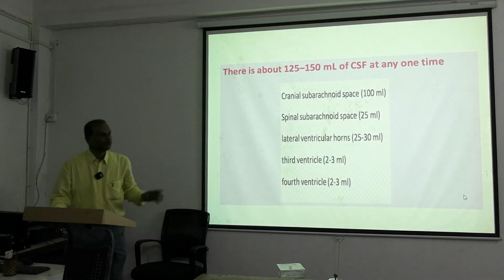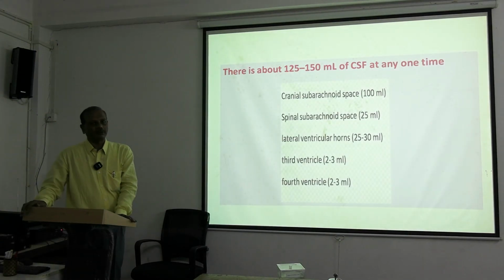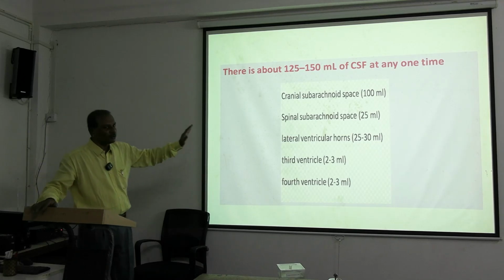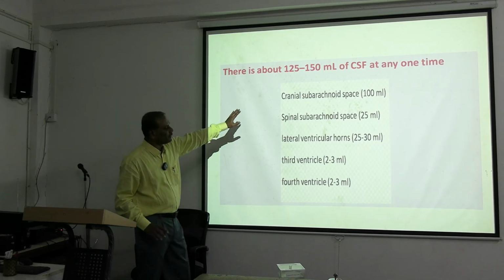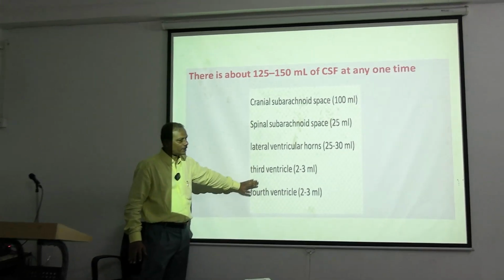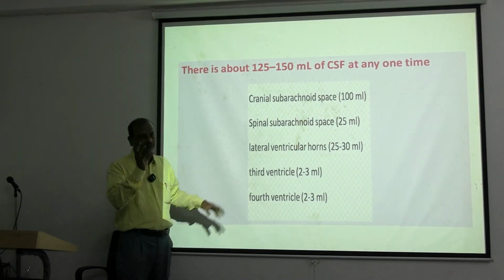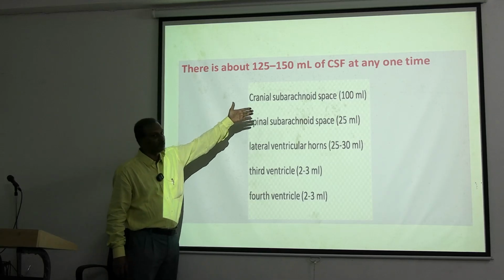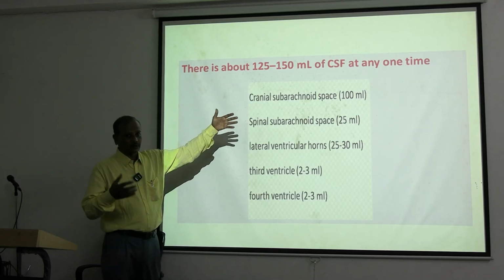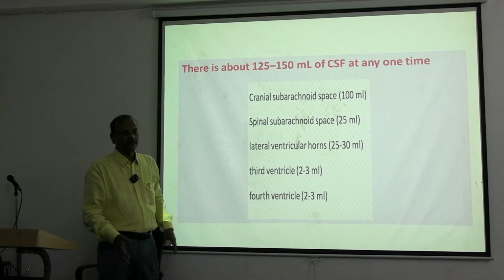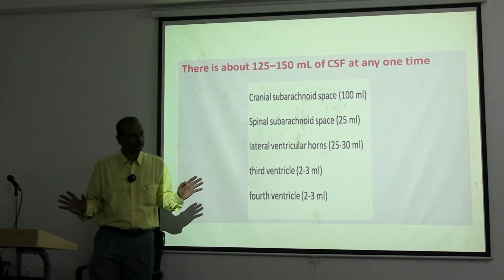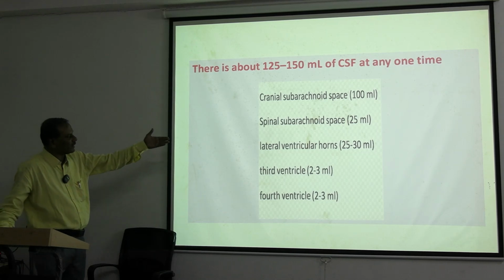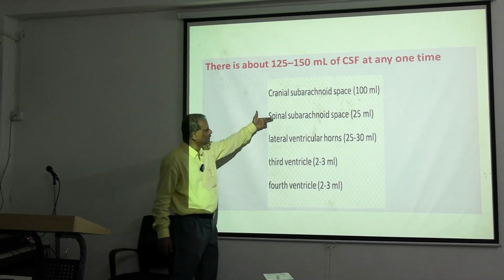So as I told you, this is about 125 to 150 ml in the adult. You remember this from this much. And just for your understanding, I have divided it into three parts. All these parts, what is the actual volume? In the cranial subarachnoid space, there are 100 ml. Out of 125, 100 ml is itself in the cranial subarachnoid space. The rest is the spinal subarachnoid space, the 25 ml.